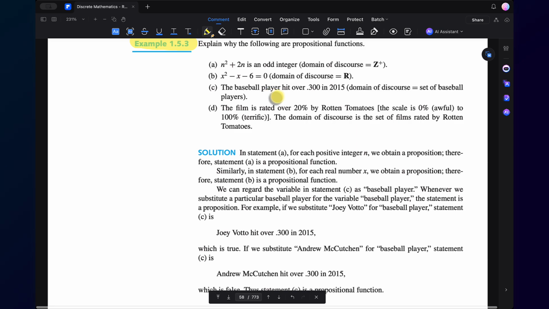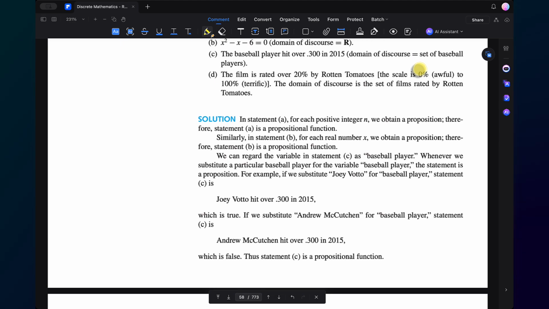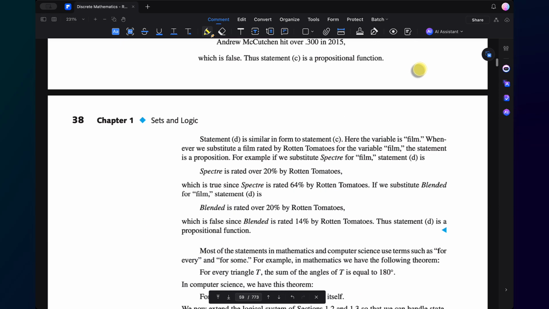The baseball player hit over 300 in 2015, where the domain of discourse is the set of all baseball players. Yes, you could just look at the statistics and see if their batting average is over 300. It could be exactly 300, but over means greater than 300. So for each baseball player, this is either a true or a false statement. Etcetera. Okay, let's move on.